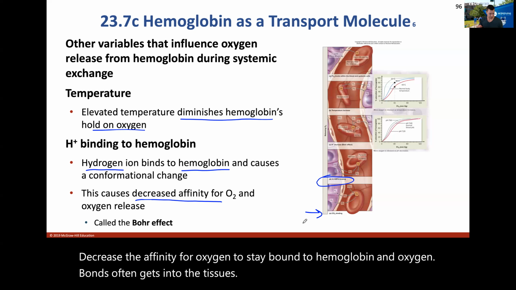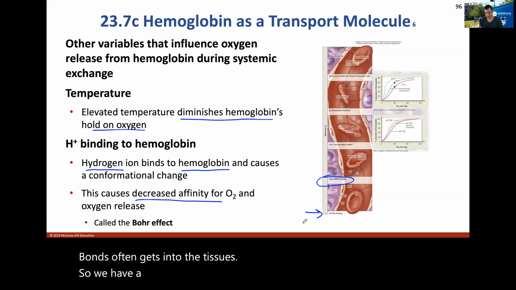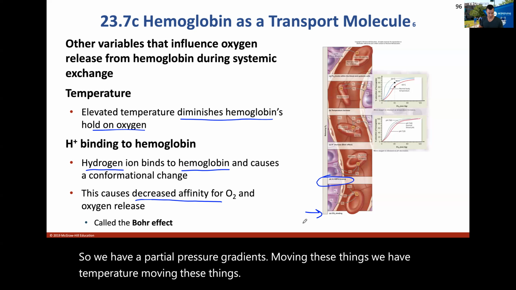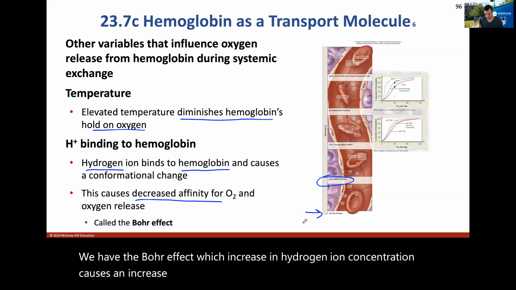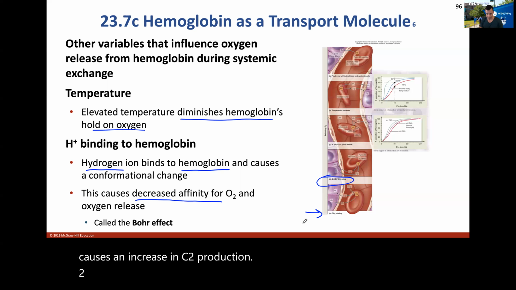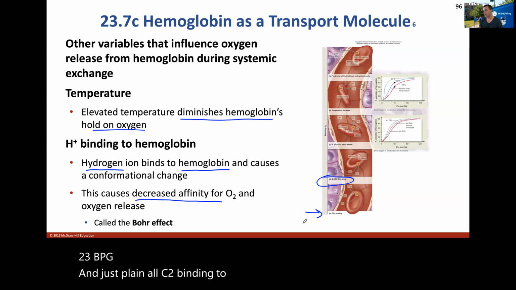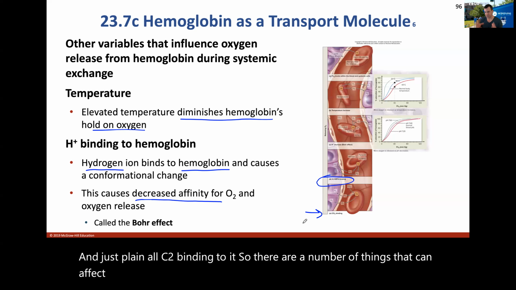So we have partial pressure gradients moving these things. We have temperature moving these things. We have the Bohr effect, which is an increase in hydrogen ion concentration because of an increase in CO2 production, 2,3-BPG, and just plain old CO2 binding to it. So there are a number of things that can affect hemoglobin's ability to stay bound to oxygen.